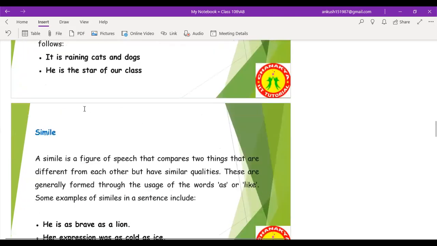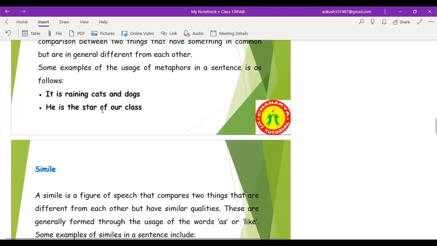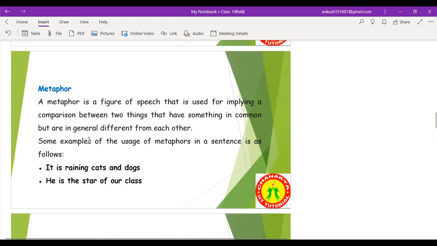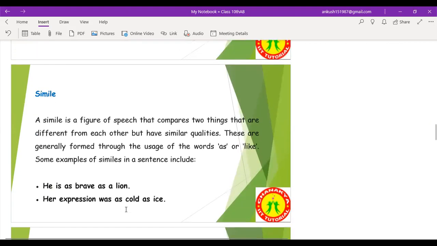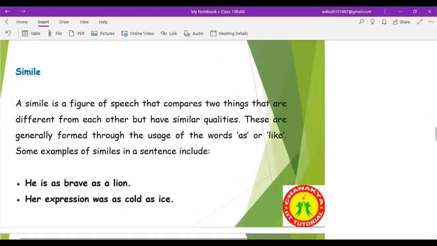Metaphor. See, there are somewhat similarities between metaphor and simile. But first of all, we will go for that. Once again. Okay, metaphor. Sorry, before metaphor, we'll go for simile. I'll take you to metaphor later on.